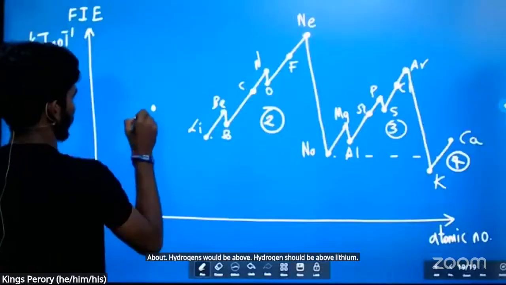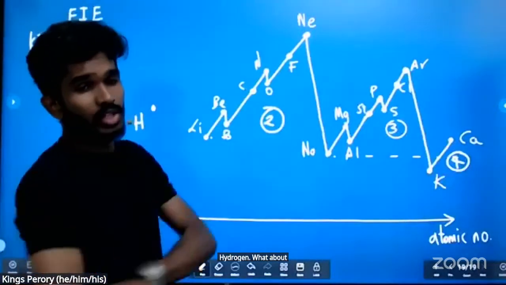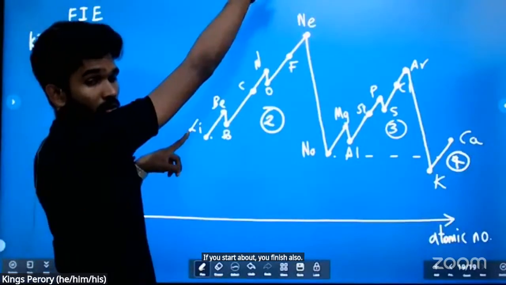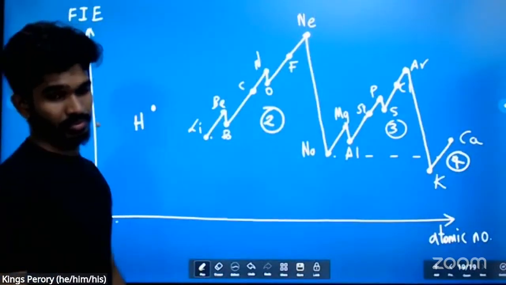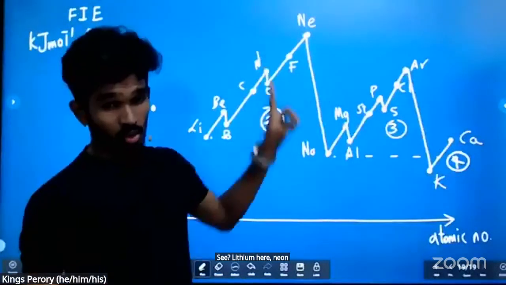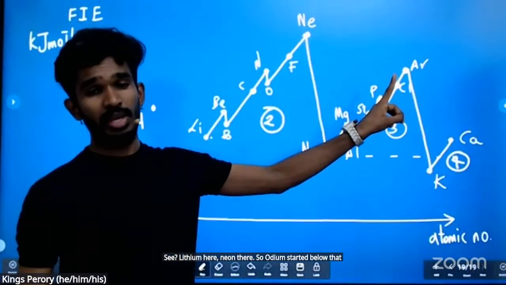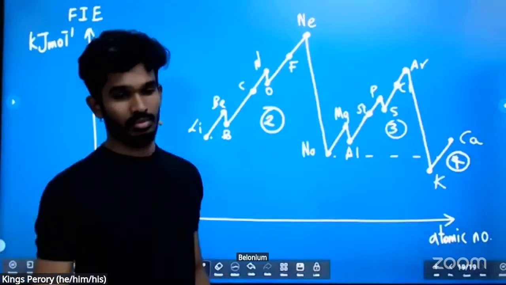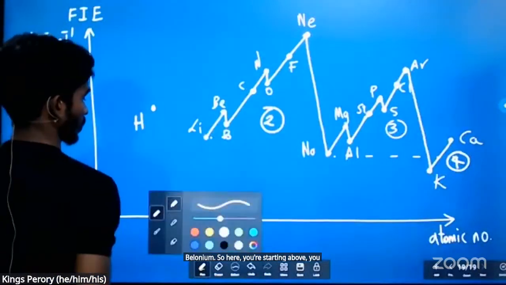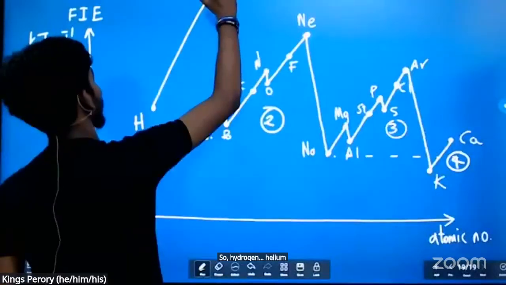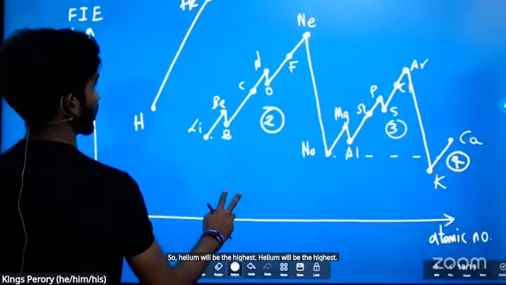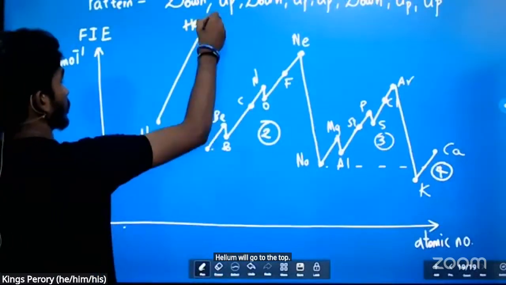What about helium, 8th group? If you start above, you finish also above. Lithium here, neon there. Sodium started below that, and argon is finishing below neon. So here you start above, you finish also above. So helium will be the highest. Helium will go to the top. Understand the logic here?